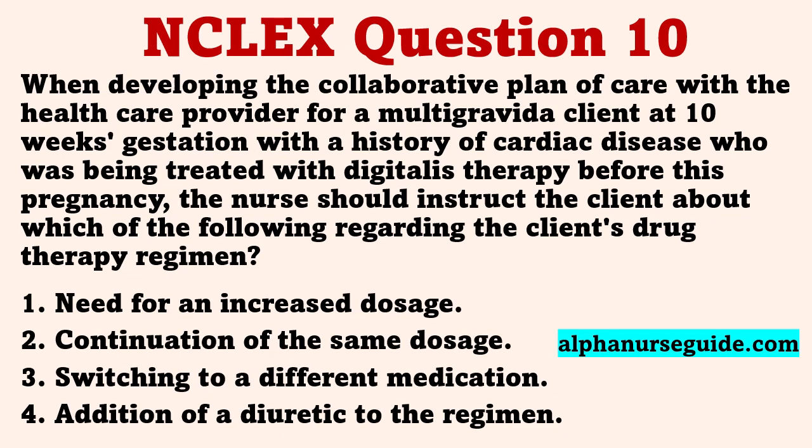When developing a collaborative plan of care with the healthcare provider for a multigravida client at 10 weeks gestation with a history of cardiac disease who was being treated with digitalis therapy before this pregnancy, the nurse should instruct the client about which of the following regarding the client's drug therapy regimen? 1. Need for an increased dosage. 2. Continuation of the same dosage. 3. Switching to a different medication. 4. Addition of a diuretic to the regimen.